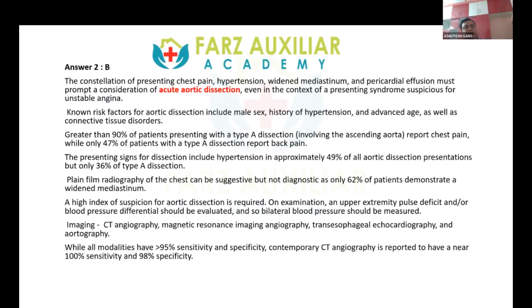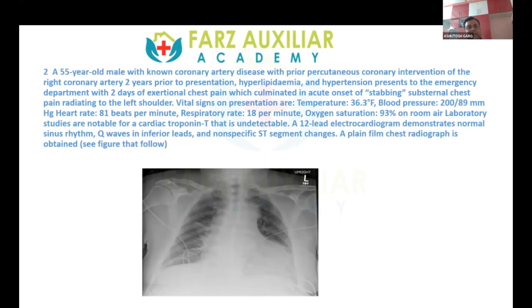So answer is B, because this is a case of acute aortic dissection. You should see this thing: acute onset of stabbing substernal chest pain radiating to left shoulder. This is very important history. Whenever this type of line is there, pain going towards back side or stabbing type of pain, it means you should think about the aortic dissection.